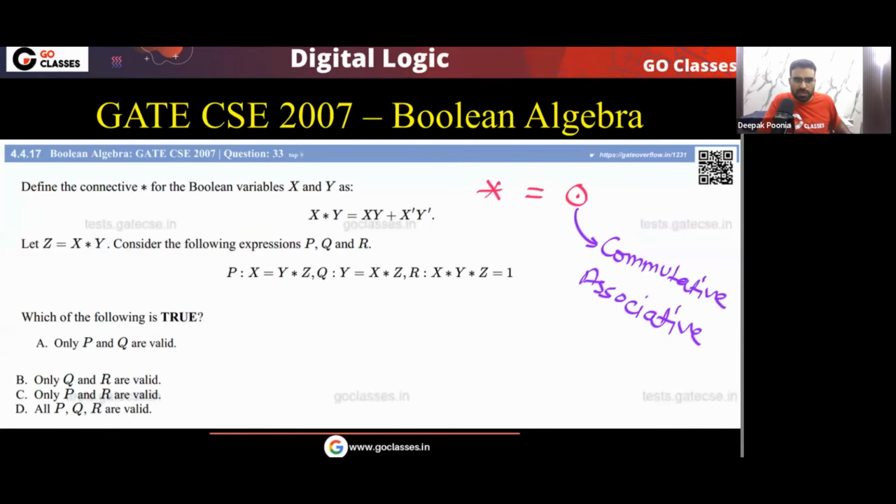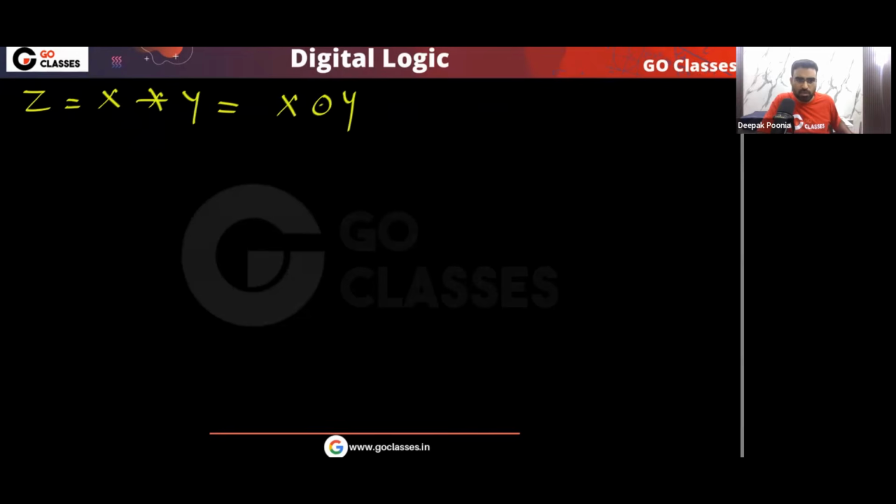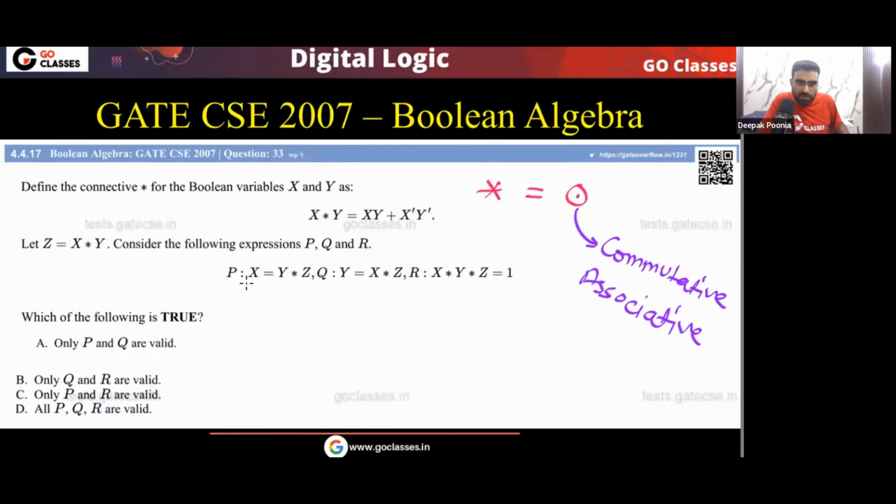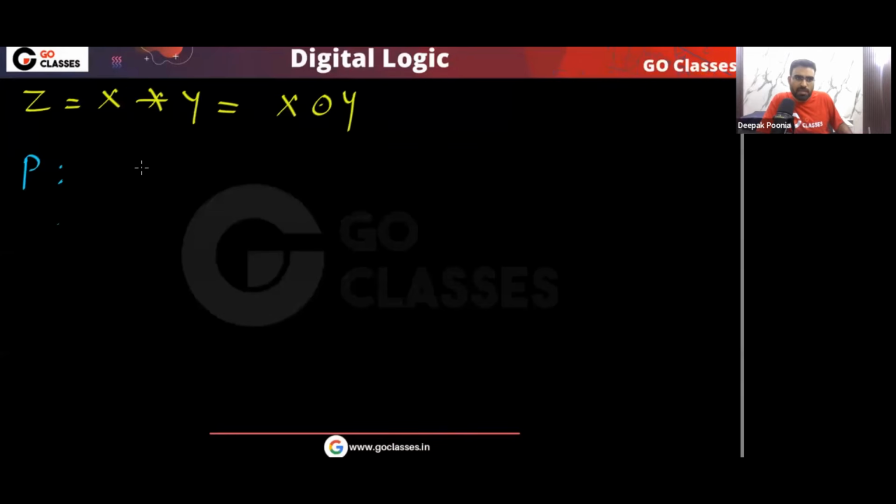Okay, now what is P? Let's look at P, let's look at Q, let's look at R. So what is P? The question is saying that P is this equation, X equal to Y star Z. Okay, this is the P, X equal to Y star Z. Let's see this RHS. What is this RHS? Y is there. This star is XNOR. What is Z? Remember there is Z here.